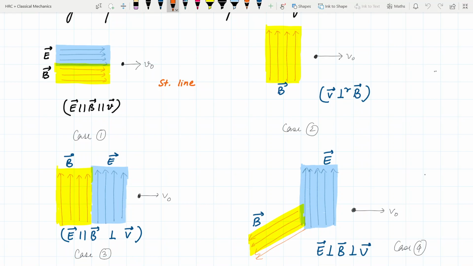It's a circular path. One option. Any other? Helix. Any other option? You think that the trajectory may be either circular or helix or anything else? Just two options, circular and helix, right? What about case number 3? What do you think is a possible trajectory in case number 3?